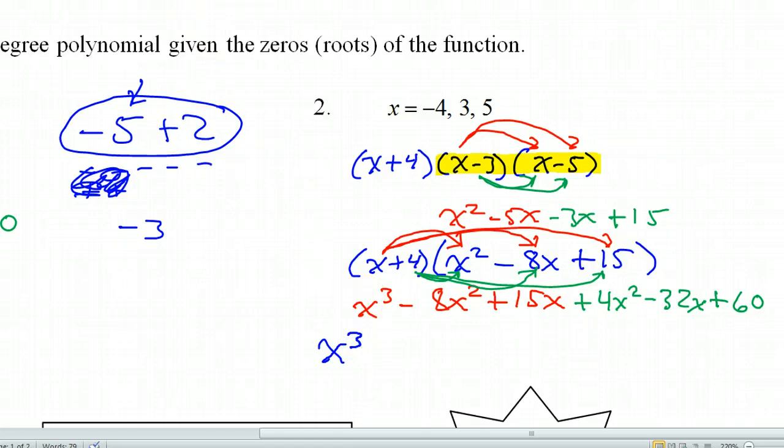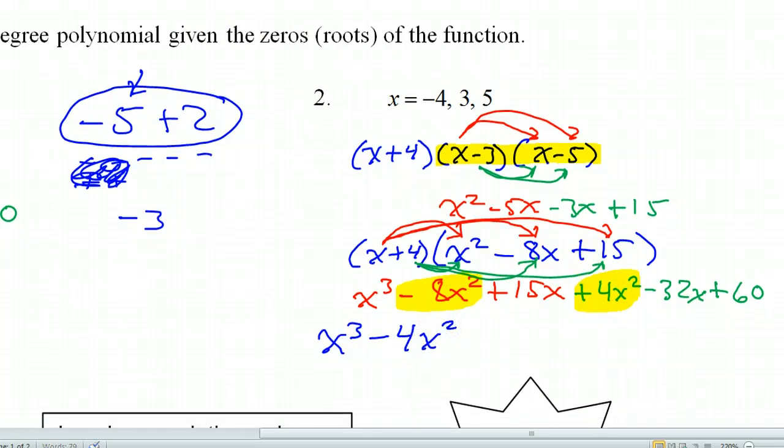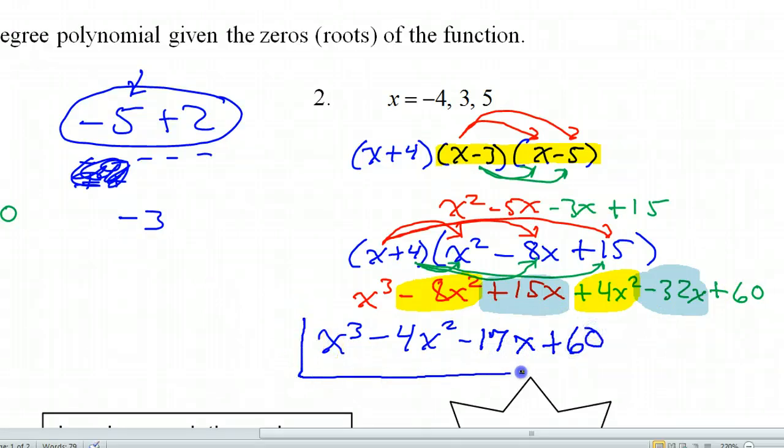Here comes some like terms. Do you see them? I have negative 8x squared, and I have 4x squared. Those go together. Together, that's going to make negative 4x squared. I have more like terms. I have the 15x and the negative 32x. That's negative 17x. And then I bring down my plus 60. So this is my polynomial.